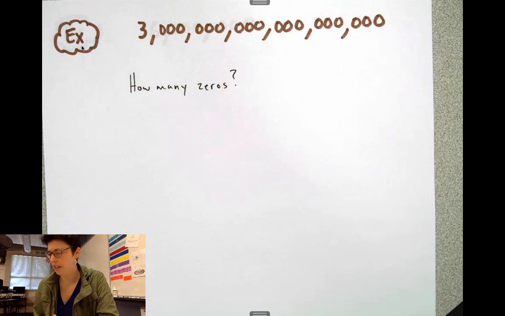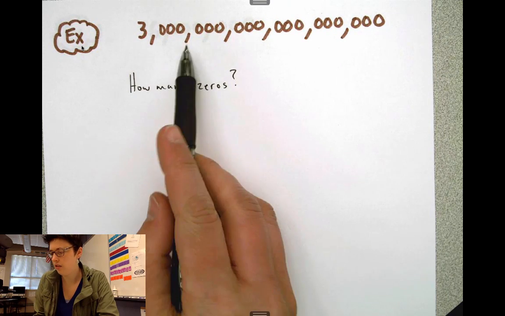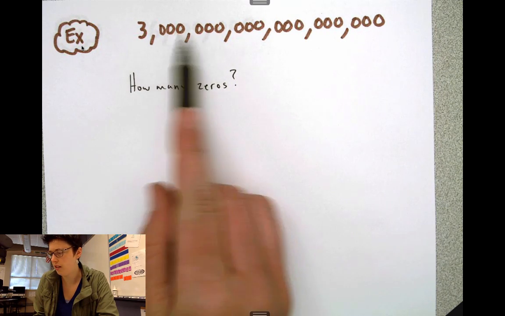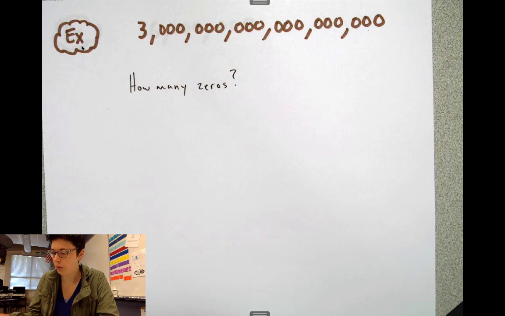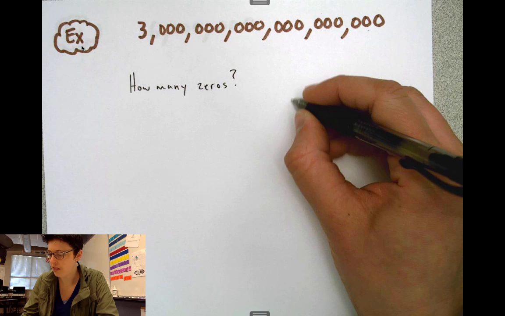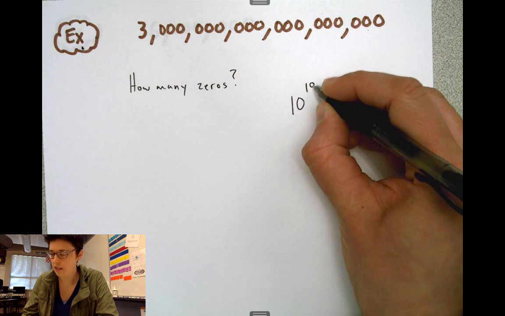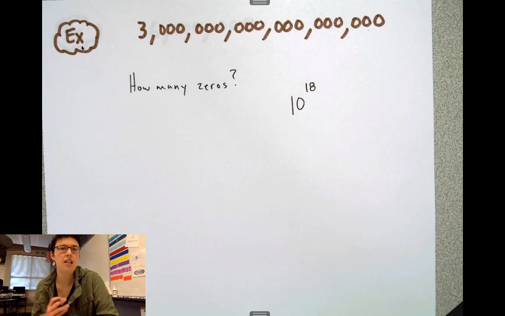Well, I think we already counted. Didn't we say there was 18? You can count by threes here easier. 3, 6, 9, 12, 15, 18. We said 18 zeros. So really what we have here is 10 to the 18th power. If you multiplied 10 18 times over and over and over again, you'd have that many zeros.